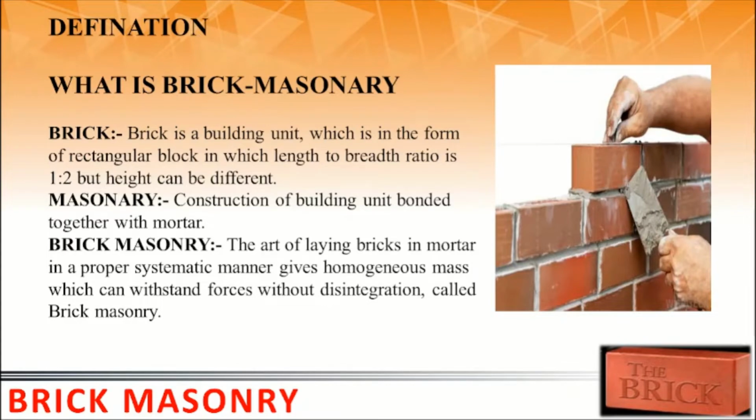Now, what is brick masonry? To understand brick masonry, first we have to understand what brick is. Brick is a building unit in the form of a rectangular block in which the length to breadth ratio is 1:2, but the height can be different. Masonry is the construction of building units bonded together with mortar. Brick masonry, the art of laying brick in mortar in a proper systematic manner, gives a homogeneous mass which can withstand forces without disintegration.